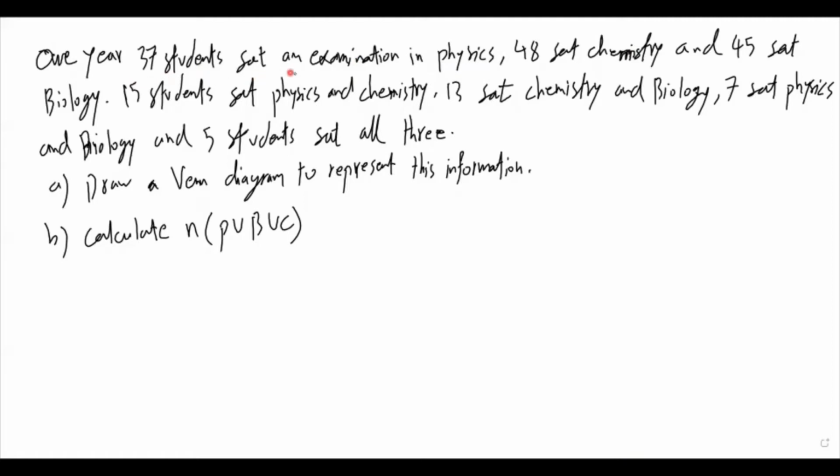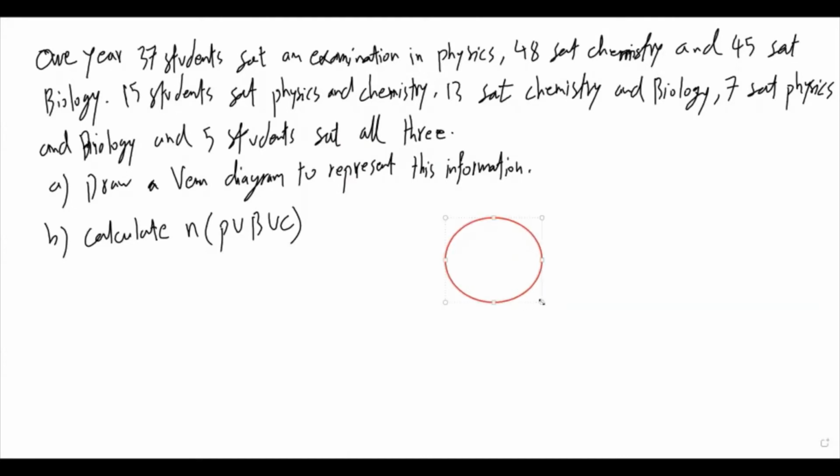37 students sat an examination in physics, 48 sat chemistry, and 45 sat biology. And then moving on, now we have a pair of subjects: physics and chemistry, 15; chemistry and biology, 13; 7 sat for physics and biology. And lastly, so definitely these subjects, they overlap somewhere. So let me draw it.